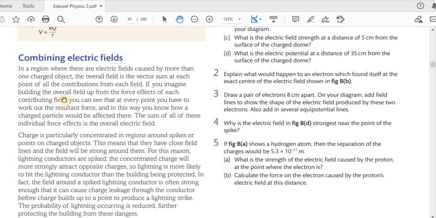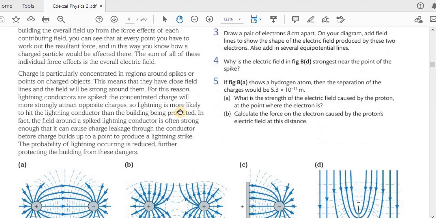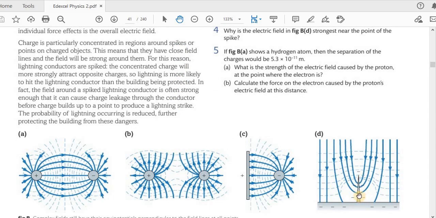If you imagine building the overall field up from the force effects of each contributing field, you can see that at every point you have to work out the resultant force, and in this way you know how a charged particle would be affected there. The sum of all these individual force effects is the overall electric field. Charge is particularly concentrated in regions around spikes. You see more charge here. So the electric field there is stronger.